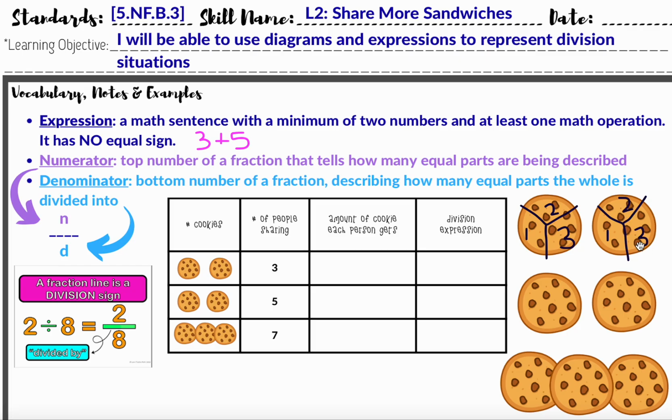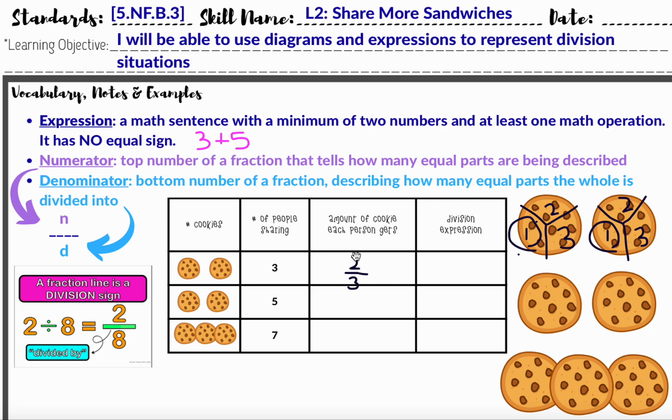And then I can circle my ones, right? Because this person is getting this part and this part, okay? So that person is getting 2 pieces, right? So how big are the pieces? They are divided into thirds. So if I were to combine these two, it will be like these 2 parts right here. So then it's 2 divided by 3.